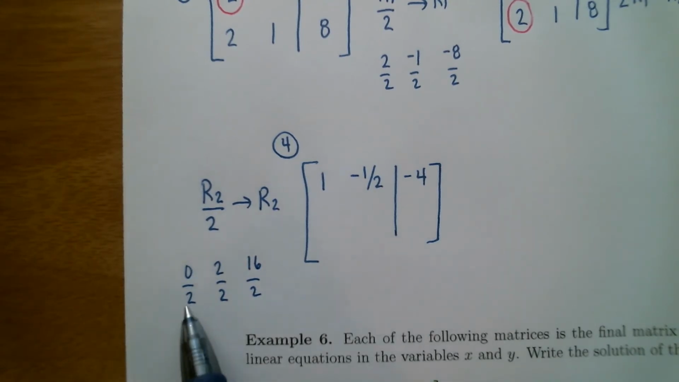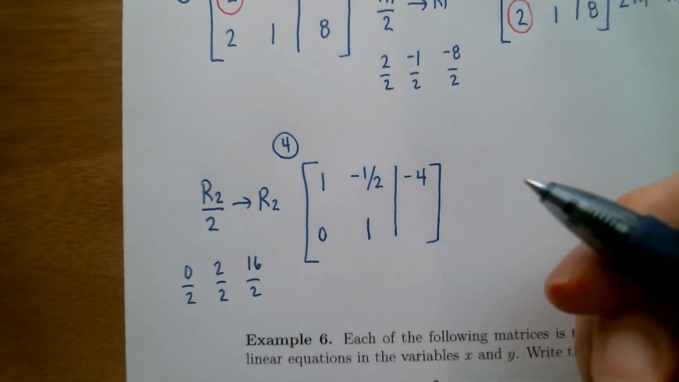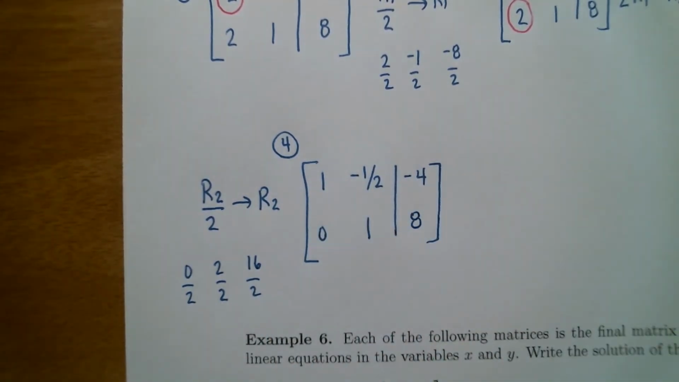Okay, 0 divided by 2 is 0. 2 divided by 2 is 1. And then 16 divided by 2 is 8. Okay, so that is your fourth matrix, and it looks like we have one more step to go.